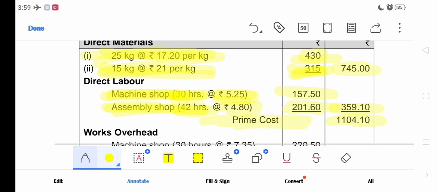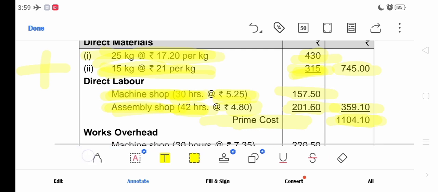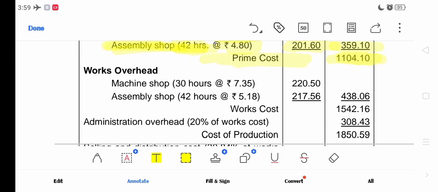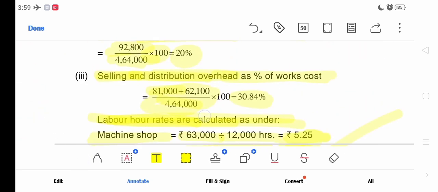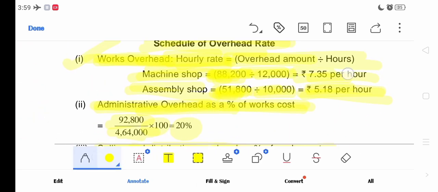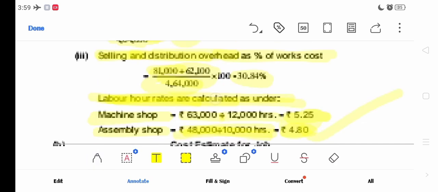So what is the prime cost, guys? This is direct materials plus direct labor, which is 1104.1. Now what comes after prime cost, which is nothing but works overhead. For works overhead, similarly same hours, but the rate changes. What are the rates for overhead? We found out, no, here 7.35 per hour and 5.18 per hour.